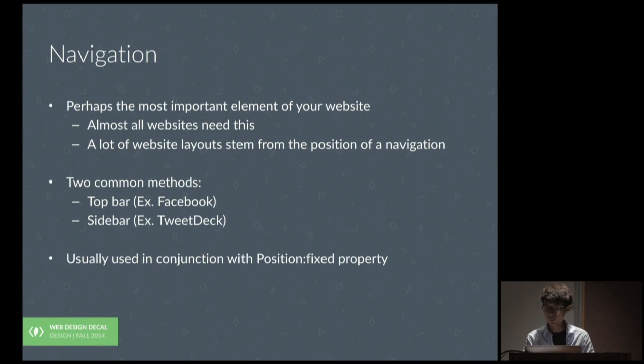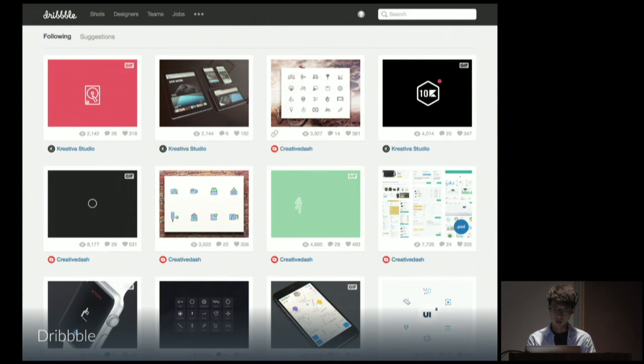So there are two common methods when it comes to navigation. One is a top bar, like Facebook. Another is a sidebar, like TweetDeck and Medium. Here's an example of a top bar. It's called Dribbble. They have a top bar on the top. Top bars are usually used in conjunction with the position fixed property that Andy mentioned, because navigations are something that users should have access to at all times, even if the user scrolls the web page. So to do that, you use CSS position fixed.